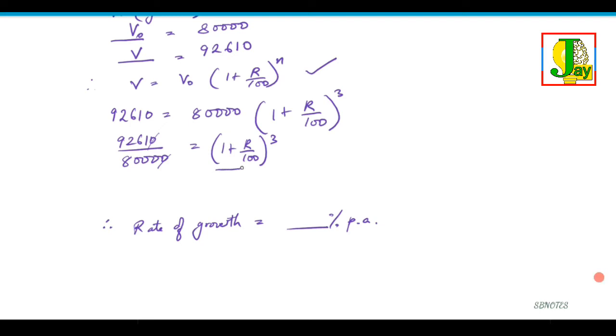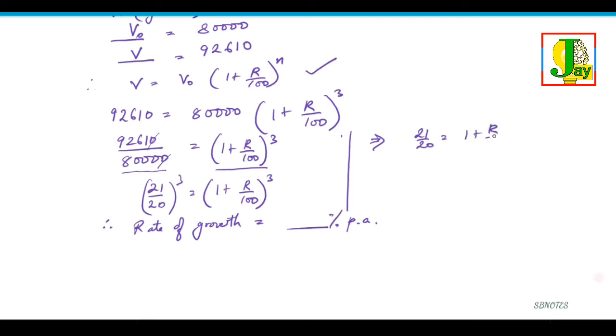Since the right hand side is a cube, the left hand side has to be the cube of something. After calculating, we get 9261 is the cube of 21, and 8,000 is the cube of 20. So we get (21 by 20) whole cube equals (1 plus r by 100) whole cube. Now since the powers are the same, we can equate the bases. So we have 21 by 20 equals 1 plus r by 100.